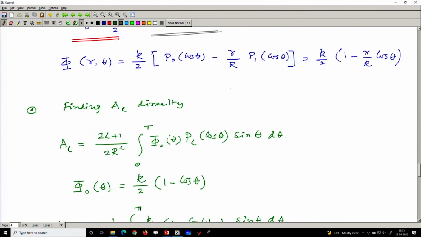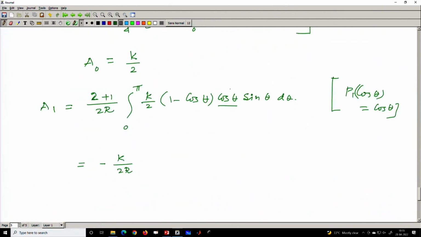So there are two ways by which we calculated and showed how to calculate these constants. A0 I calculated, and A1 again you can calculate by executing this integral. This is not a very big deal. If you do this integration, you will find a result like k by 2r.